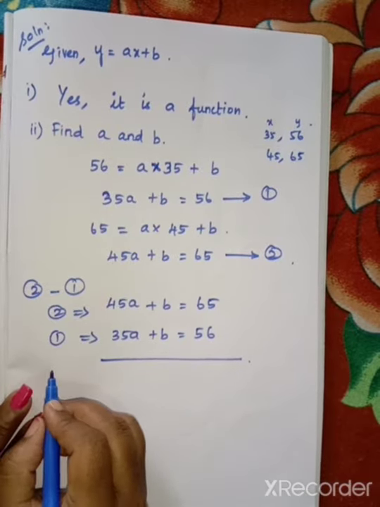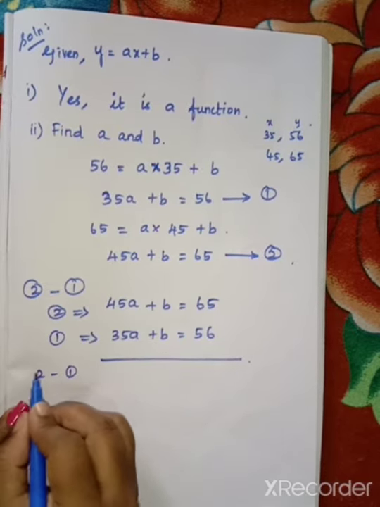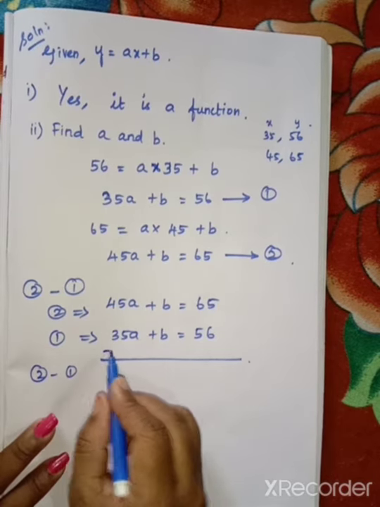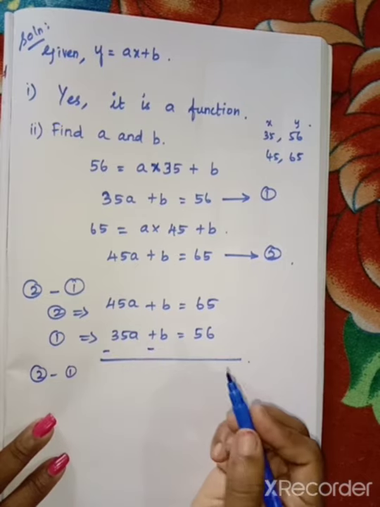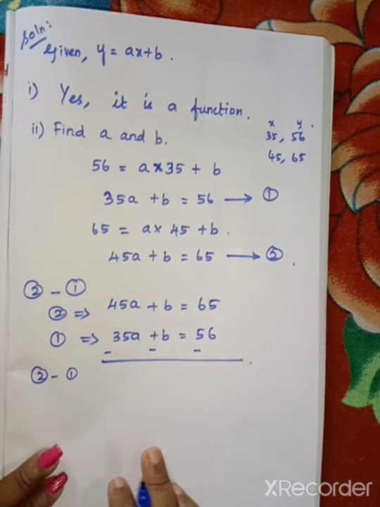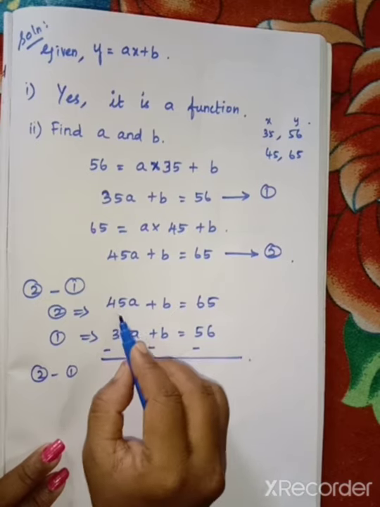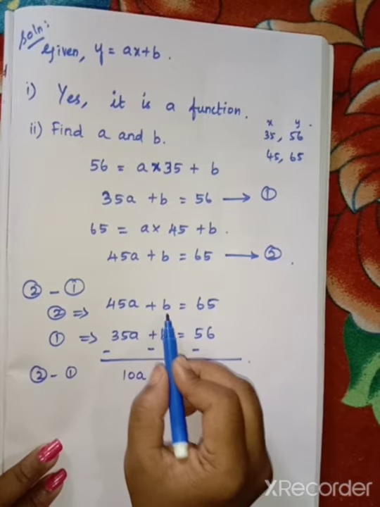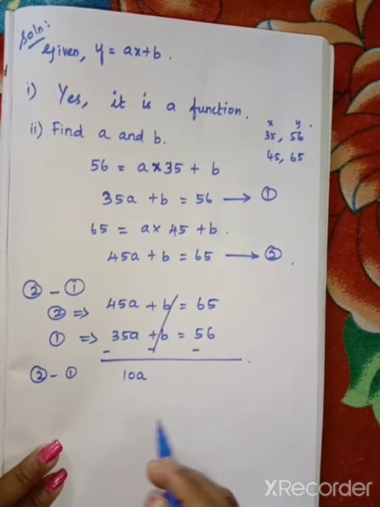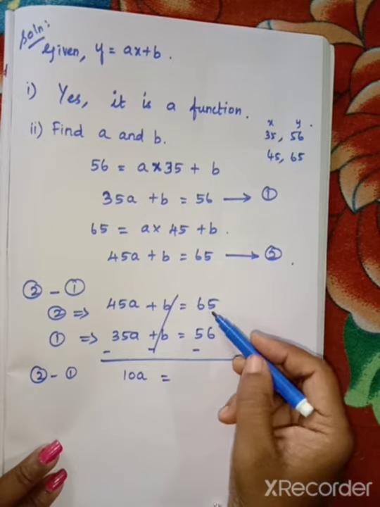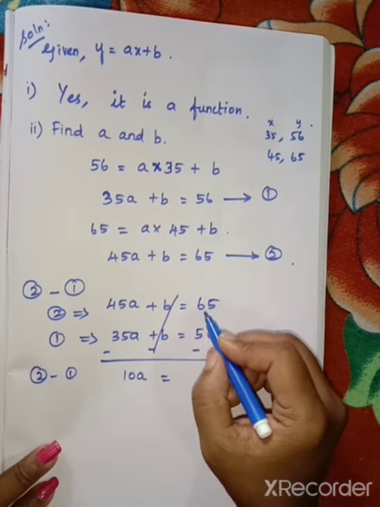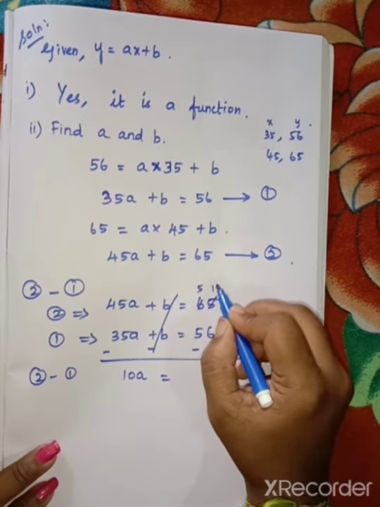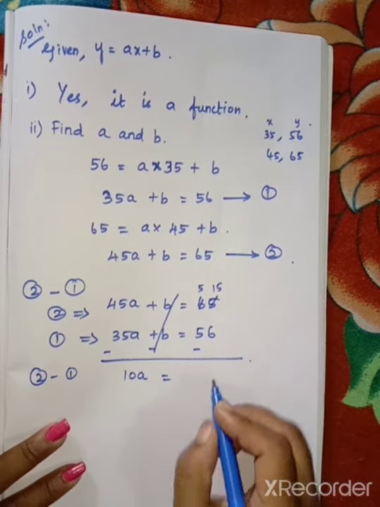So here we want to subtract: second equation minus first equation. So throughout you have to change the sign. Plus, if it is changed, becomes minus. So here also plus, minus; here also minus. So if you have subtracted, 45 minus 35 is 10a. Here plus b minus b, so it is cancelled, equal to 65 minus 56. Now you have to borrow. So it is considered as 5, this is 15. So 15 minus 6, that means 9.